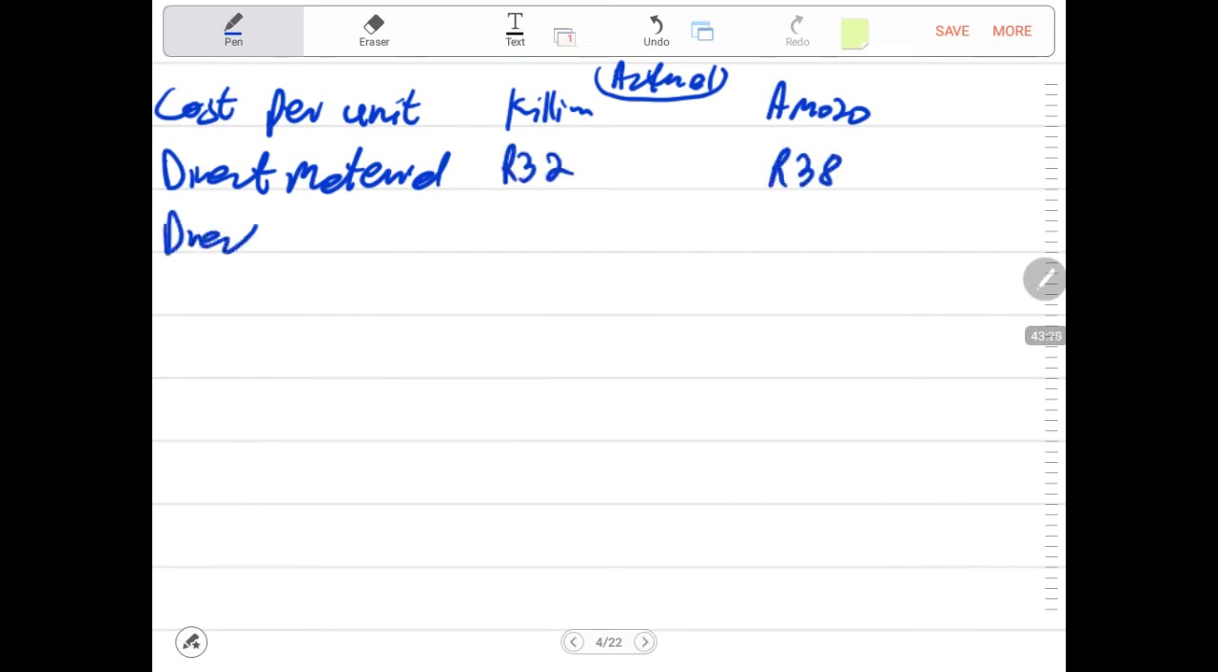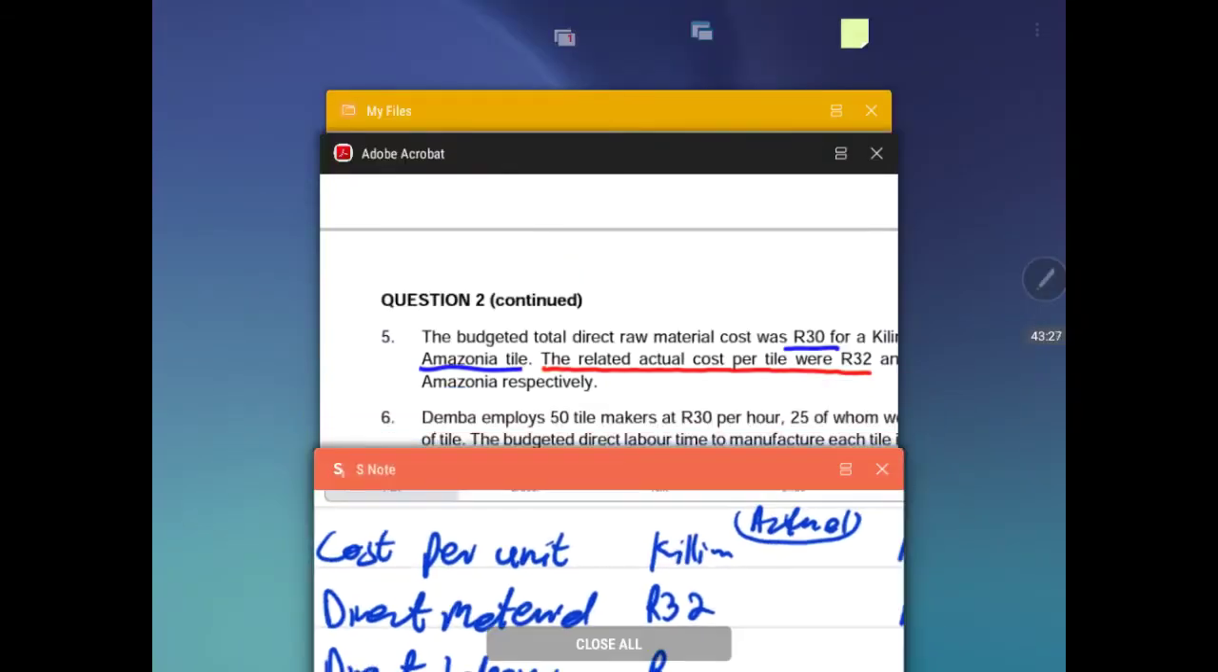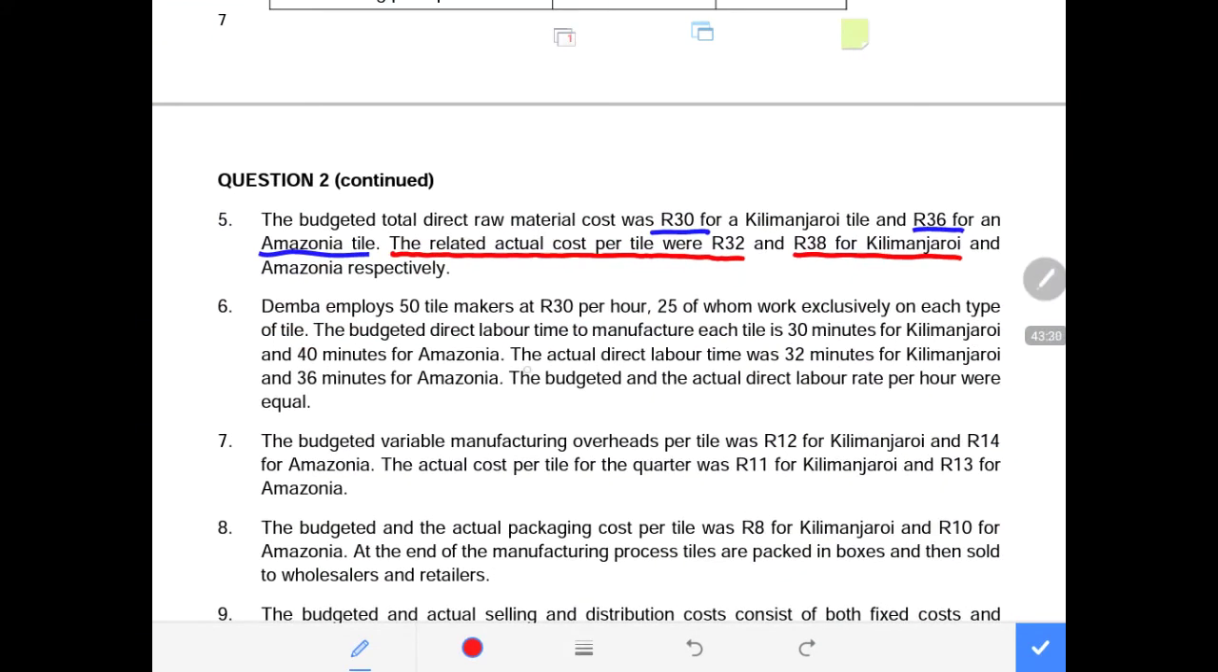Then we go to the direct labor cost. It is very clearly stated that the actual direct labor time was 32 minutes for Kilimanjaro and 36 minutes for Amazonia. The budgeted and the actual direct labor rate per hour were equal. That means the rate is still 30 rand. The only thing that was not as budgeted was the time. So they spent 32 minutes and 36 minutes for Kilimanjaro and Amazonia respectively.